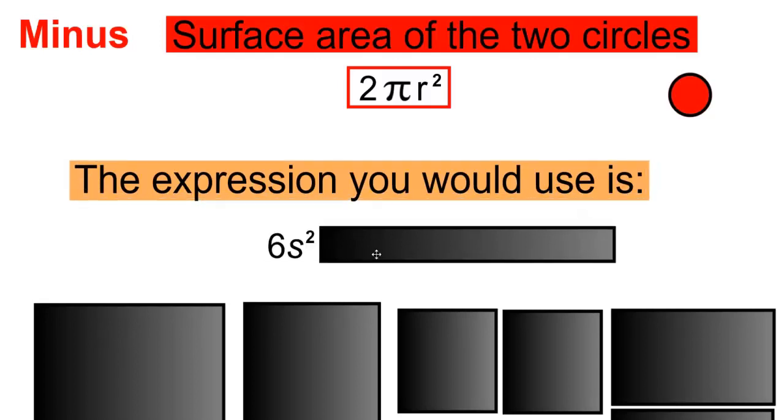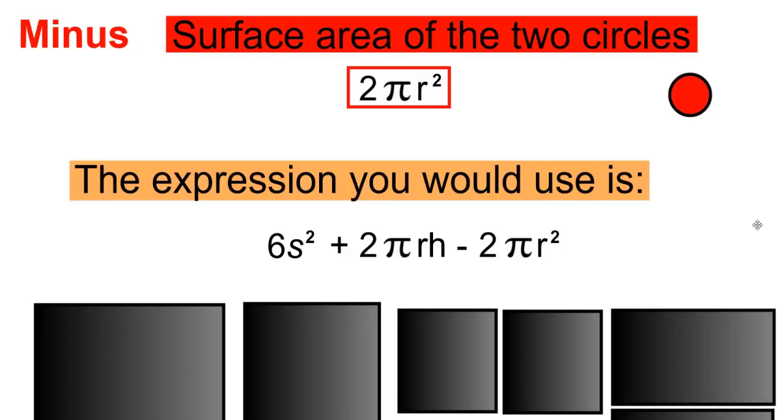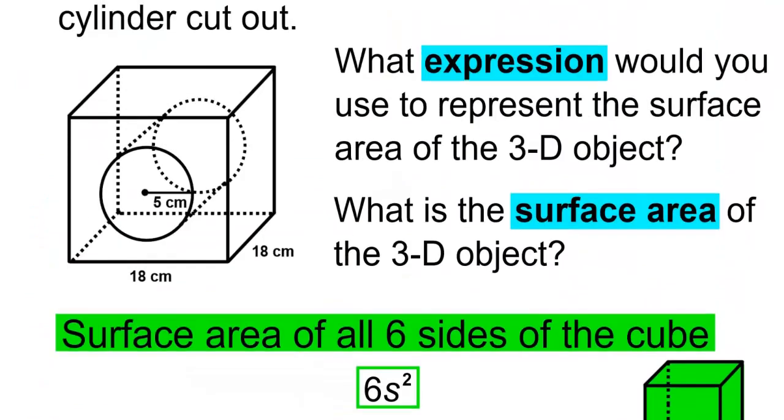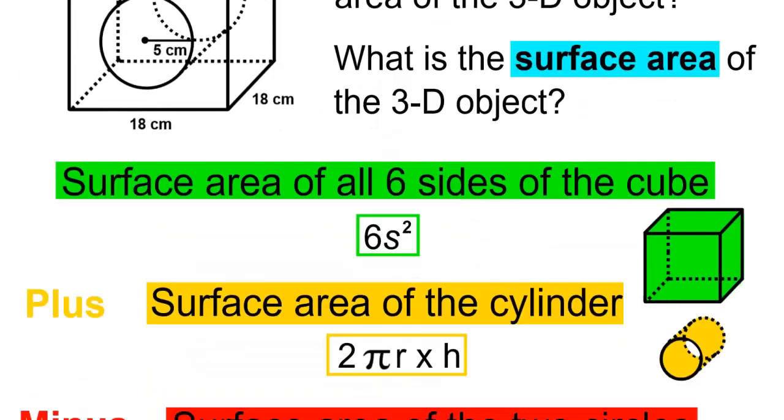The expression you would use is 6 times side squared plus 2 times pi times radius times height minus 2 times pi times radius squared. Next, we'll find the surface area of the 3D object.